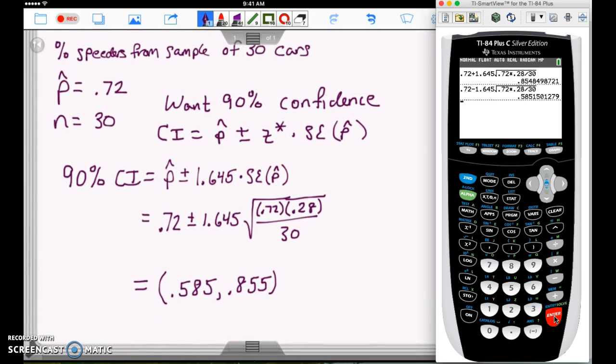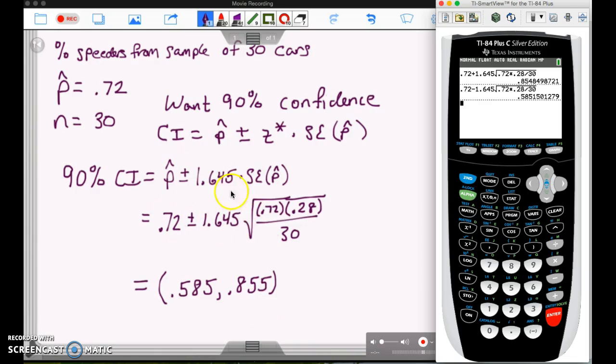So now we have a 90% confidence interval. In other words, we're 90% confident that the actual proportion of speeders on this highway is somewhere between 58.5% and 85.5% of the vehicles speeding. Our sample only showed 0.72. We know just due to regular sampling variability and the central limit theorem that this value could have missed the mark by a couple of standard errors.